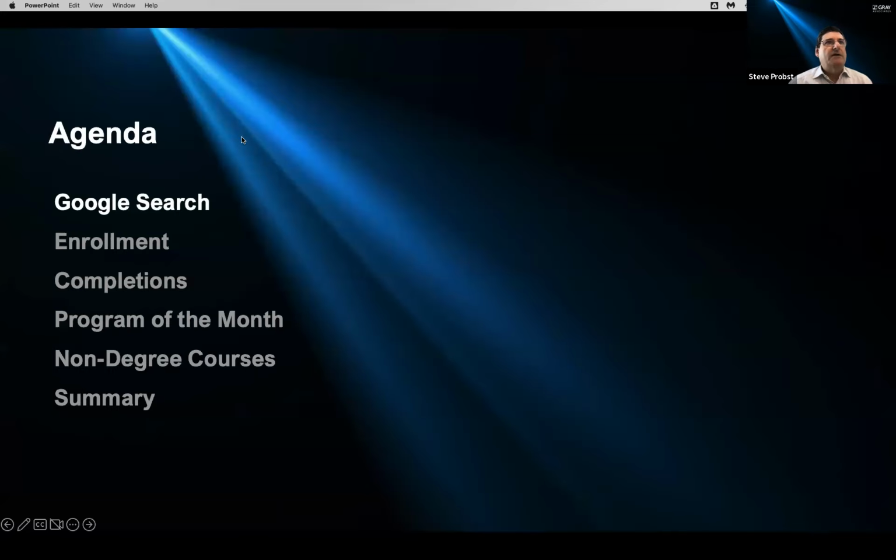Today's agenda, we're going to hit several different pieces of that data. We're going to take a look at Google search volumes and trends. We'll take a look at enrollment data, which comes from the Student Clearinghouse. Completions data: you're getting a sneak preview. The 2021 completions data has been released. We are in the middle of doing our cleanup and adjustments to it, but we have a preview of what that shows for programs that are relevant to community colleges. We'll spend some time working through an example program, a program of the month. We'll talk a little bit about what's going on with non-degree courses, and we'll wrap up with the summary.